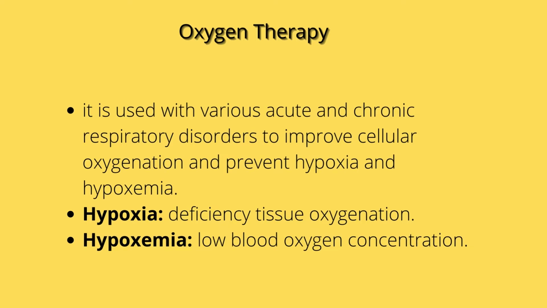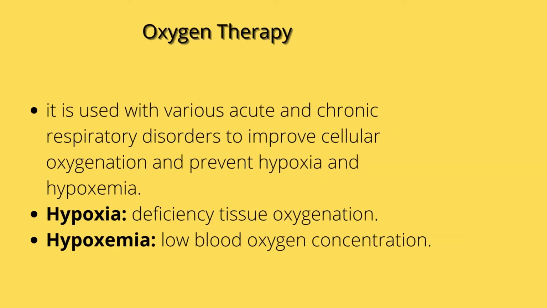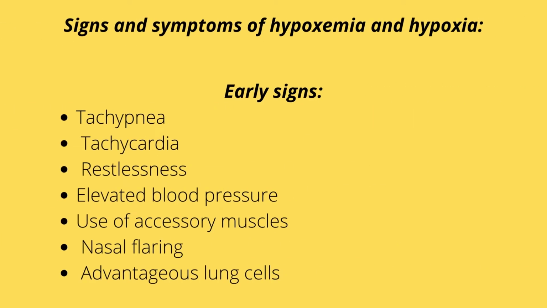Hypoxia is the deficiency of tissue oxygenation. That is the tissue not getting well oxygenated. And hypoxemia is low blood O2 concentration. Some signs and symptoms of hypoxia and hypoxemia include, so our early signs will be, remember, we talked about this early. First, we're going to compensate. So everything will go up.